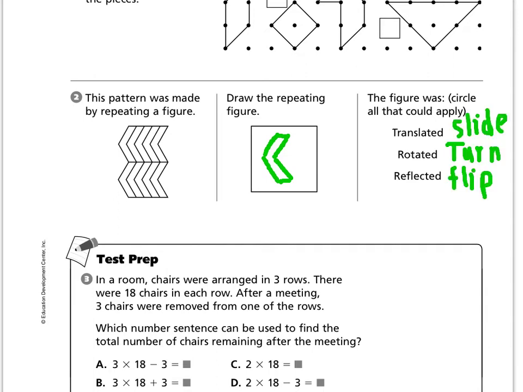I wrote some of the terms that we've been using, slide, turn, and flip, next to the words so you know what they would be. So let's look back at the original repeated figure to figure out what each one is. So, did this figure slide? And I could say yes, it slid down, or it could have slid to the right in order to make the repeated figure over.